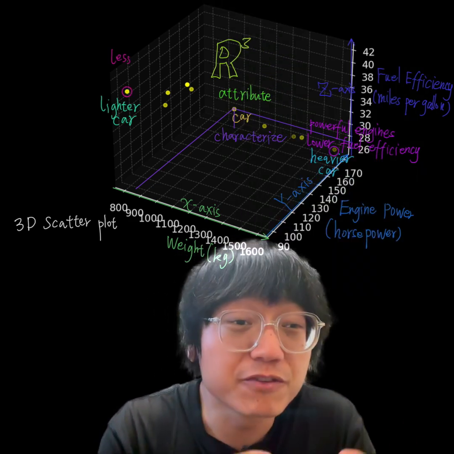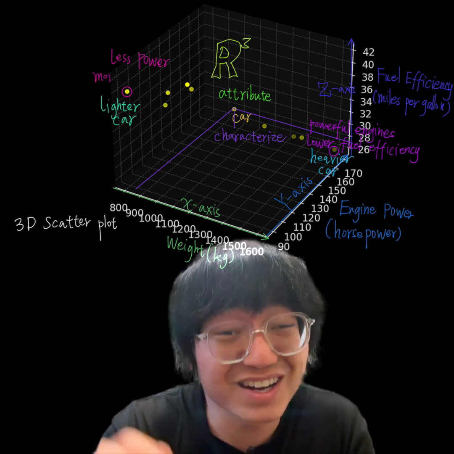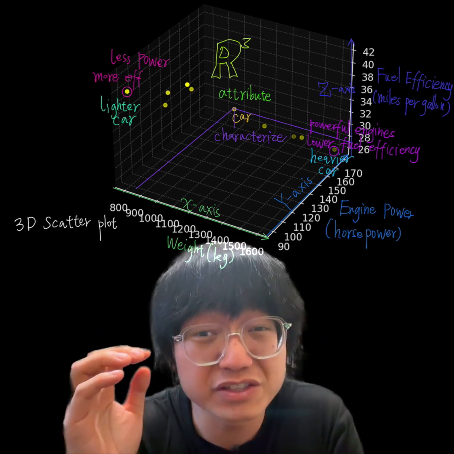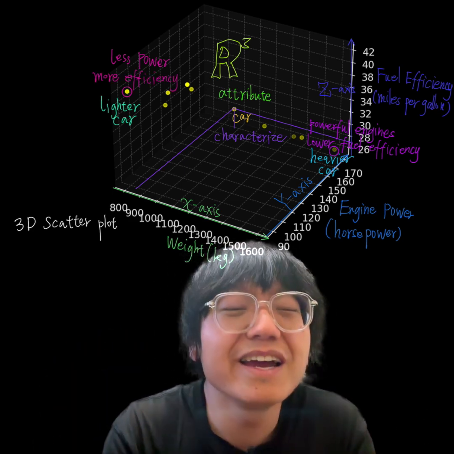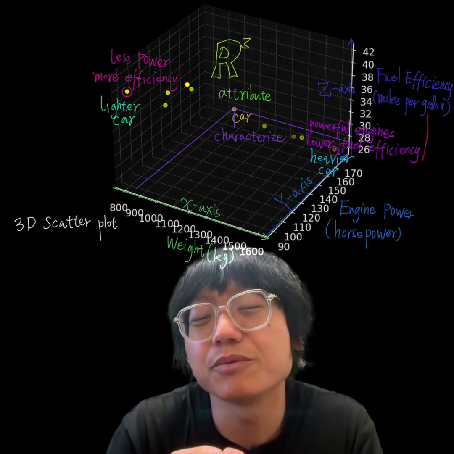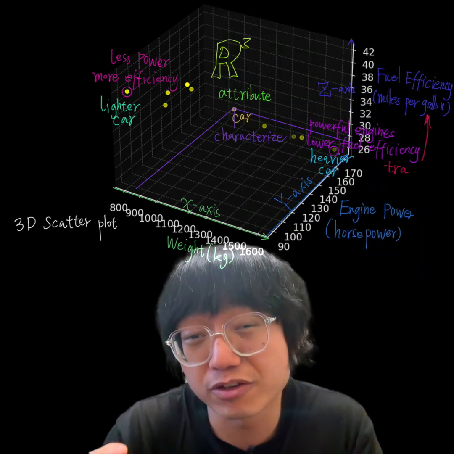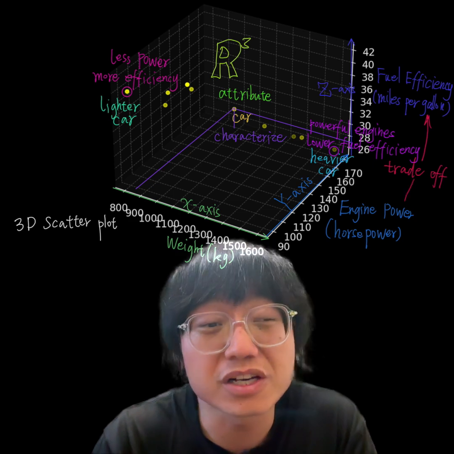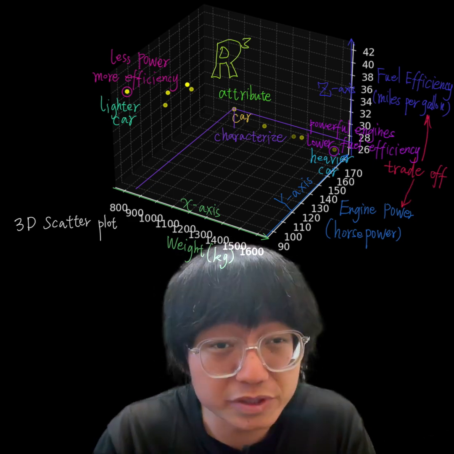For example, if the points representing cars with high engine power and low fuel efficiency cluster together, it might suggest a trade-off between power and fuel economy. That could be of interest to manufacturers and consumers.